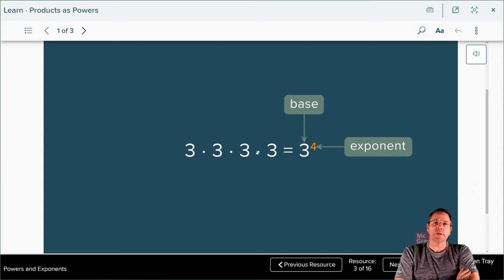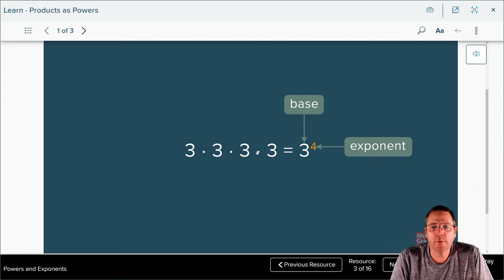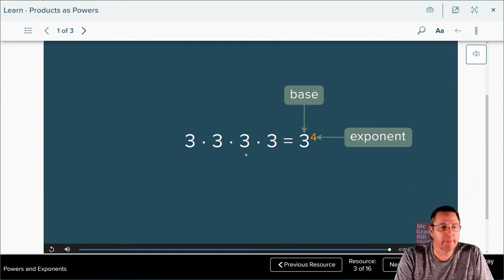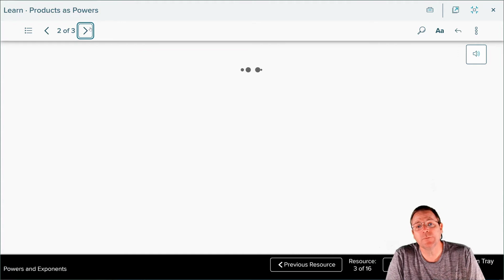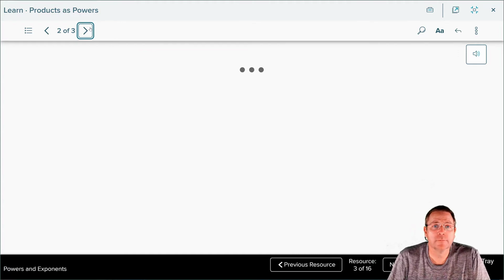Well, that's pretty simple, and that pretty well sums up how to do it. You count how many times each base occurs, and it has to be the same exact number or variable each time, and however many times it occurs, you use that as the exponent. Yes, it truly is going to be that simple to do these problems.